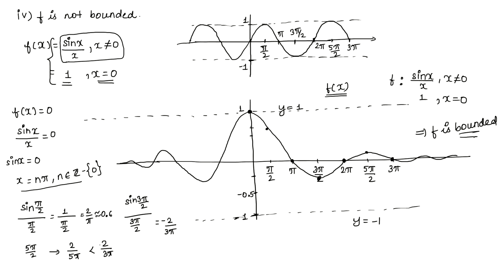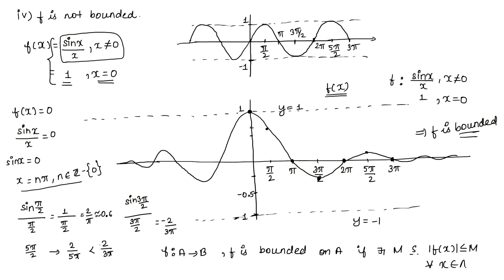The function is bounded because by the definition, if f is a function from A to B, we say that f is bounded on A if there exists a real number M such that mod f of x is less than or equal to M for all x belongs to A. So here that M is equal to 1 and the given function is completely lying between the lines y is equal to 1 and y is equal to minus 1.